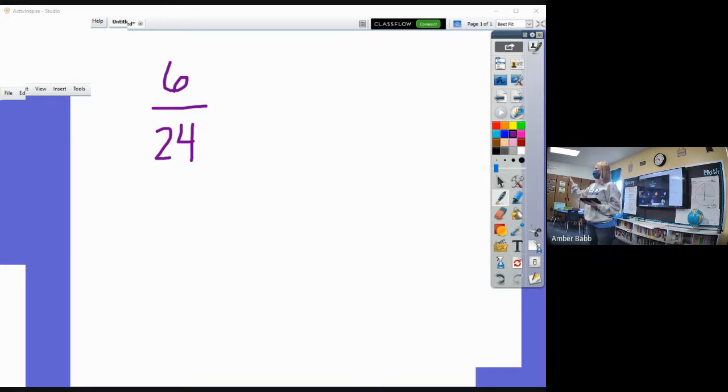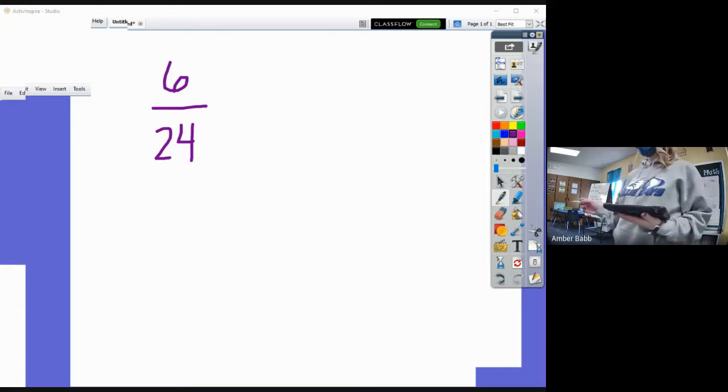Nope. There's an even bigger number you can divide them both by. You said smaller. Well, your end number will be smaller. You can divide by a bigger number. Okay, so list all your factors for 6. What's your denominator?